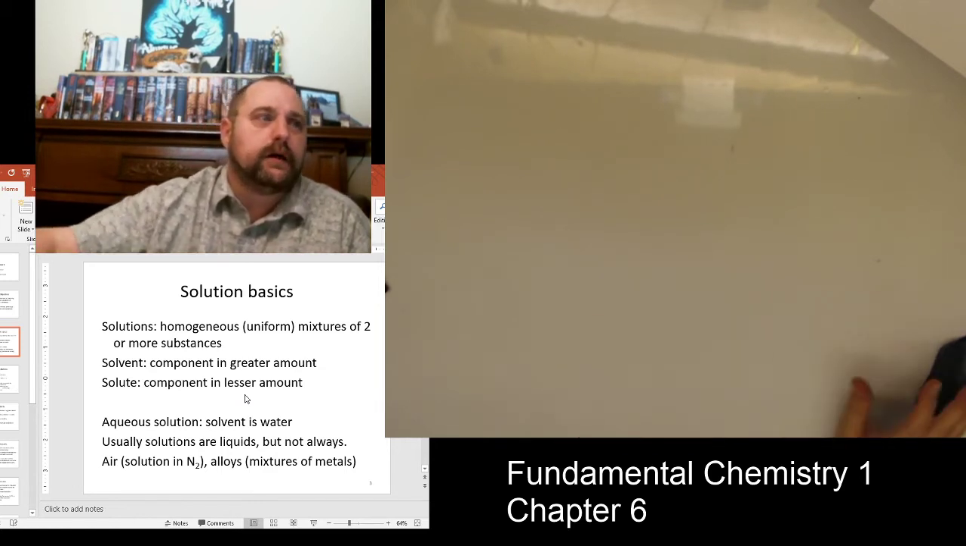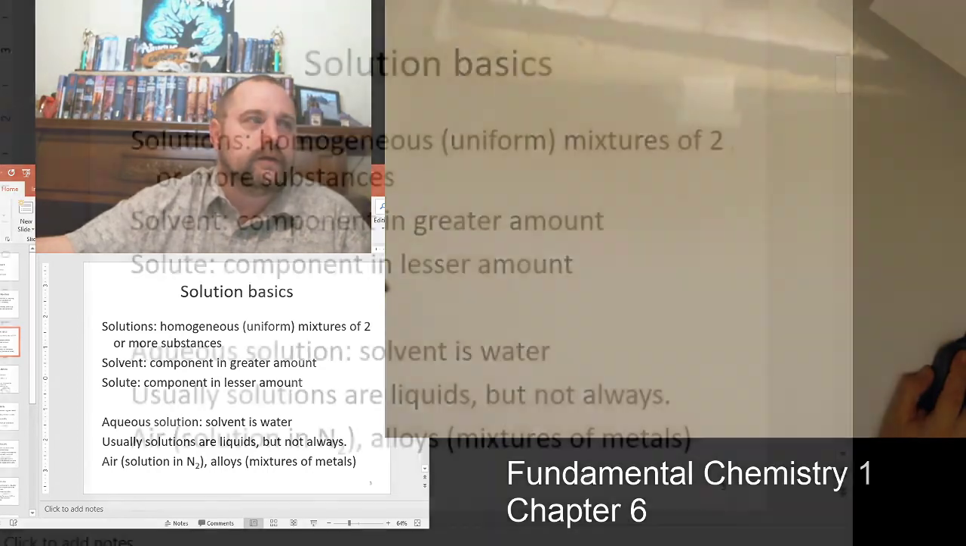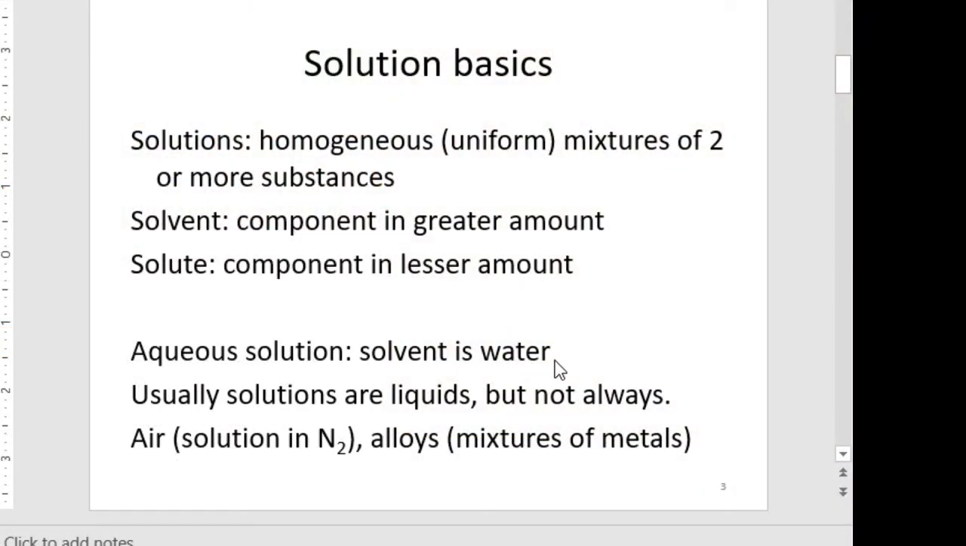Now I also have on here that in an aqueous solution, the solvent is water. That's easy enough. But we can also have air, and it says the solvent is nitrogen, because 79% of air is nitrogen gas. All these other things in air, oxygen, water, carbon dioxide, carbon monoxide, are dissolved in the nitrogen because there's more of it. So the solvent would be N2. An alloy is just a mixture of metals.